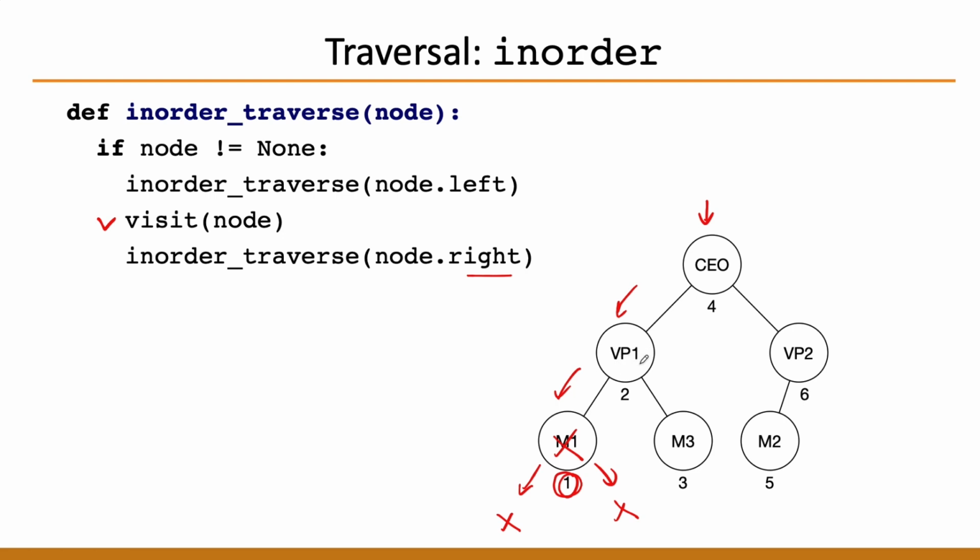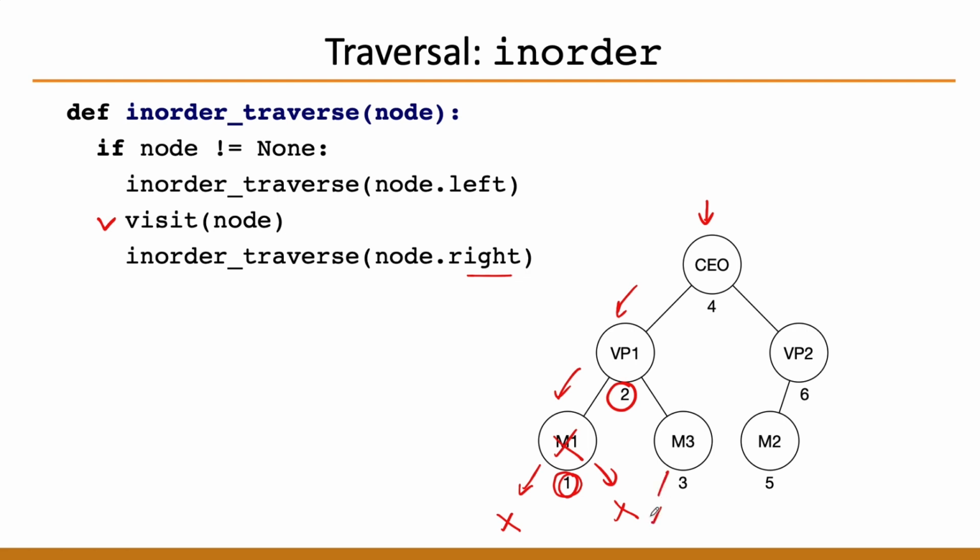So it means that for VP1, the left branch has been done. So we are going to read the value, which is 2. This is the second order that we have visited. Then we're going to visit the right, right? Go to right, which is M3.